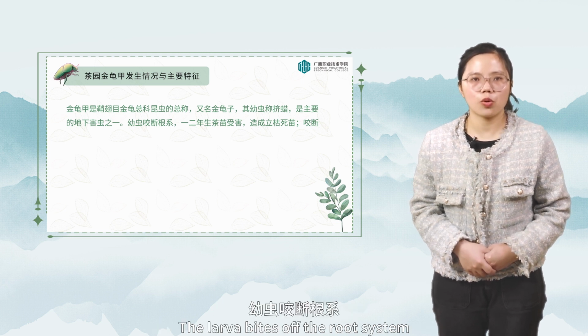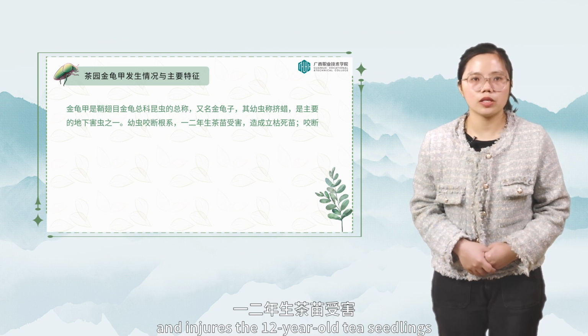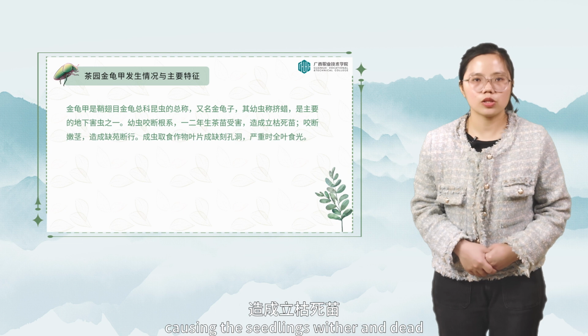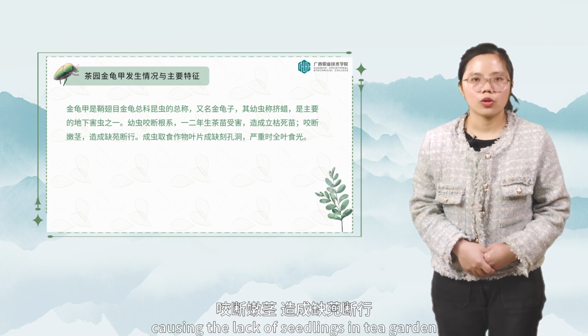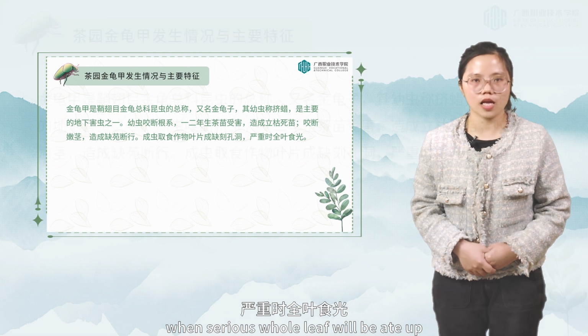The larva bites off the root system and injures the tea seedlings, causing the seedlings to wither and die. It bites off the tender stem, causing a lack of seedlings in the tea garden. Adults feed on leaves, cutting them into notches and holes. When serious, whole leaves will be eaten up.